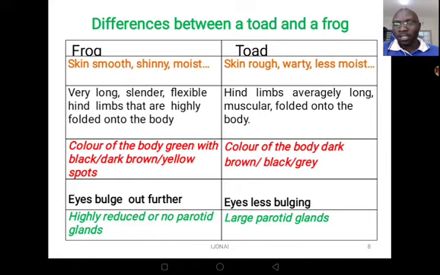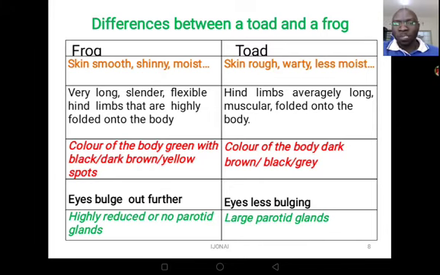And then when you look at the eyes of the frog, their eyes bulge out. It's easy to see, they are bigger. And then the ones for the toad are less bulging. They are not as big as those of the frog. However, both have big eyes. But of course, when you compare the size of the eyes relative to the size of the body, you realize the frogs actually have bigger eyes.